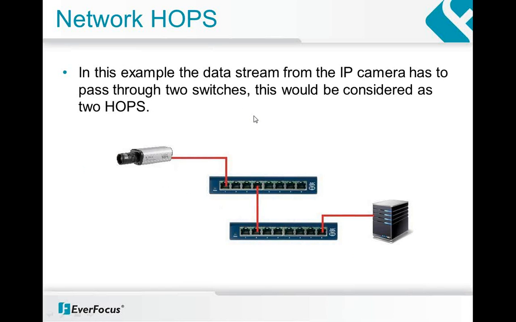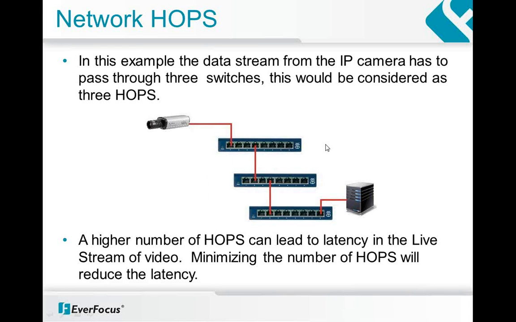In this example, the data stream from the IP camera has to pass through two switches. This would be considered two hops. So camera, switch 1, jumps over to switch 2, and then jumps over to the NVR. That's considered two hops. The next example is three hops. So you have camera, switch 1, switch 2, switch 3, and then to the NVR.